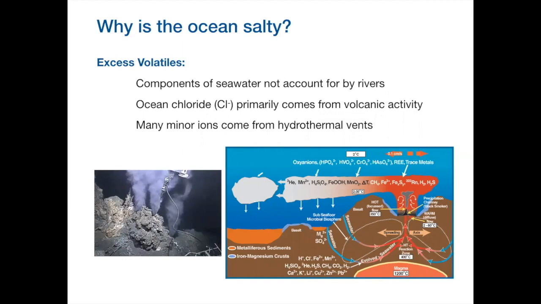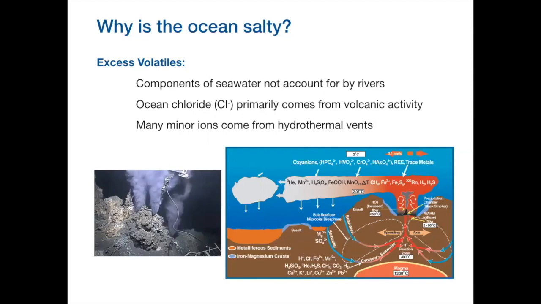So chlorine comes from underwater volcanic activity or terrestrial volcanic activity, where the hydrochloric acid falls on the surface of the ocean. And a lot of other minor ions, remember the major ions make up 99.8% of the chemicals in salinity, but there are a bunch of minor ions, and a lot of these come from hydrothermal vents.